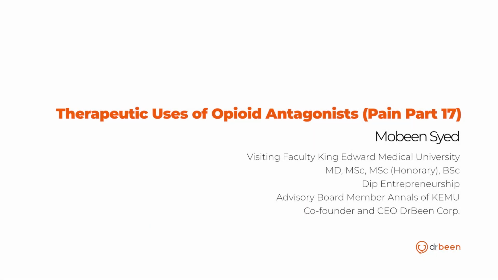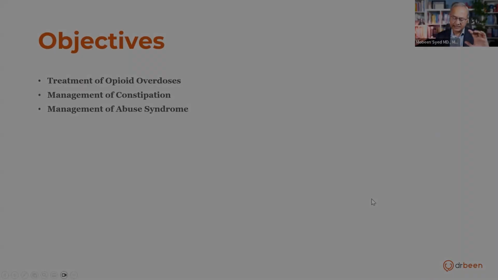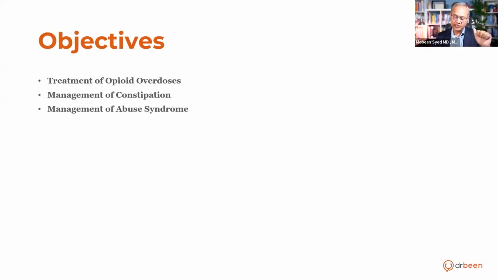We are going to talk about the therapeutic uses of opioid antagonists, pain part 17. Objectives, really short lecture today: treatment of opioid overdose, management of constipation, management of abuse syndrome.